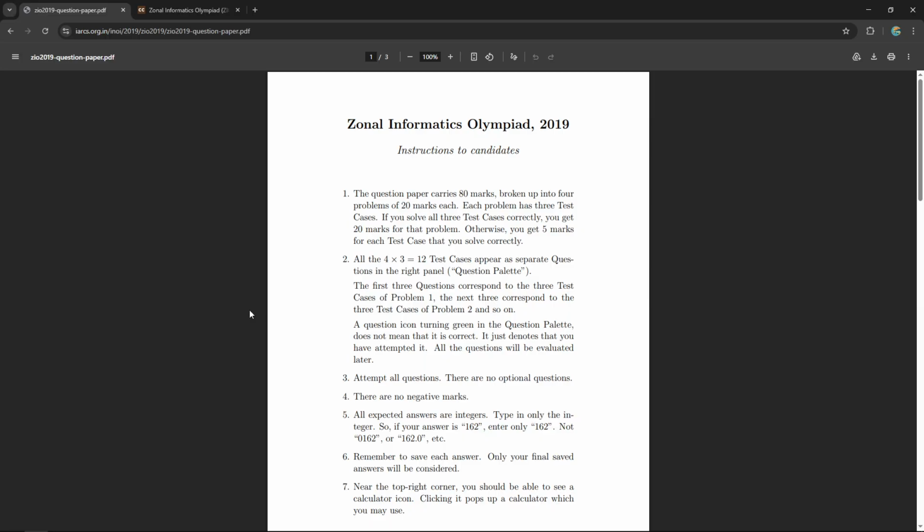Hello everyone. Today we are going to solve Zonal Informatics Olympiad 2019's second question. Yesterday we solved 2019's first question, unfiltered and filtered. Do check it out if you want to know how to solve it.